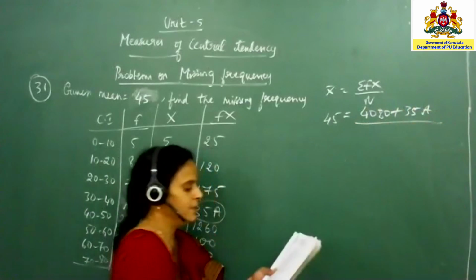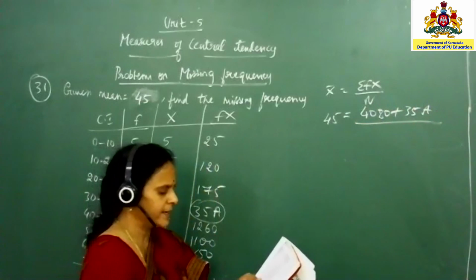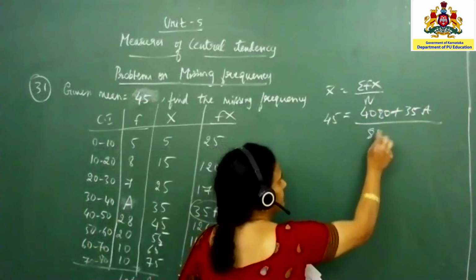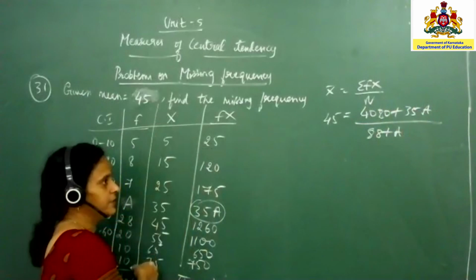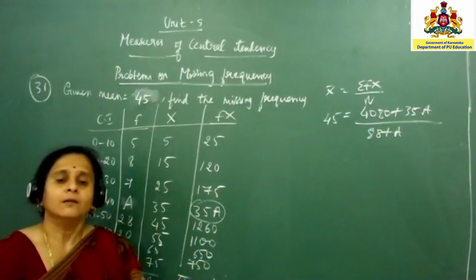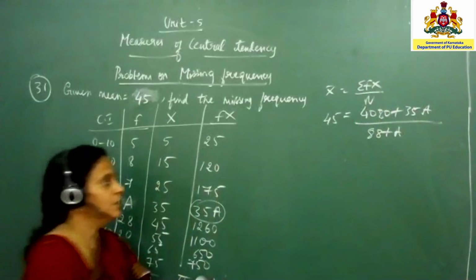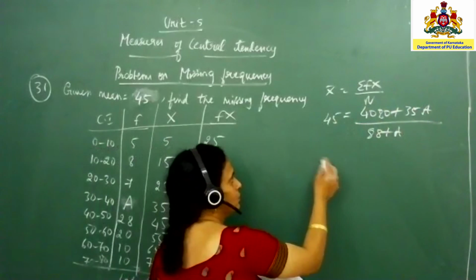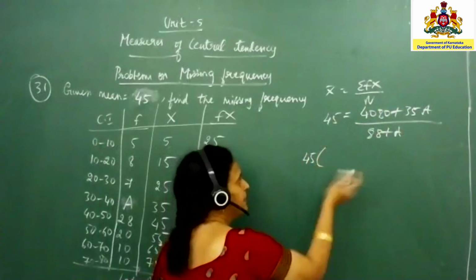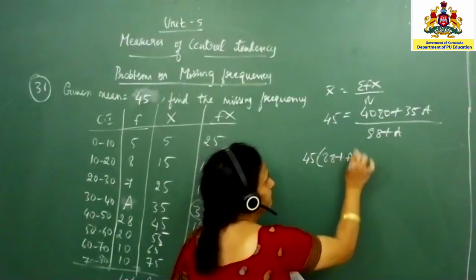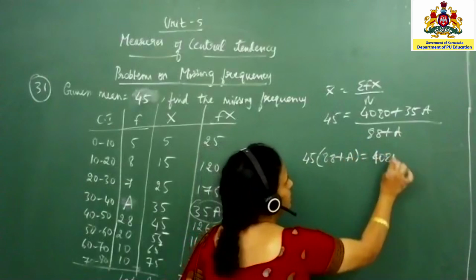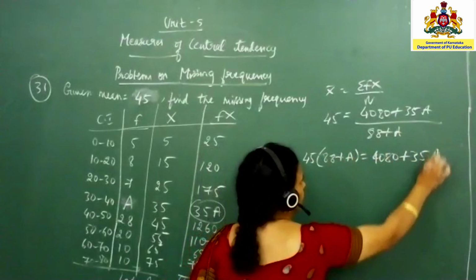divided by n. So the n total here will be 88 plus A. N total means the second column, frequency column. If I just add up, take 88 plus A because A is unknown. So next step is I have to cross multiply. So like previous column, 45 into 88 plus A equal to 4080 plus 35A.